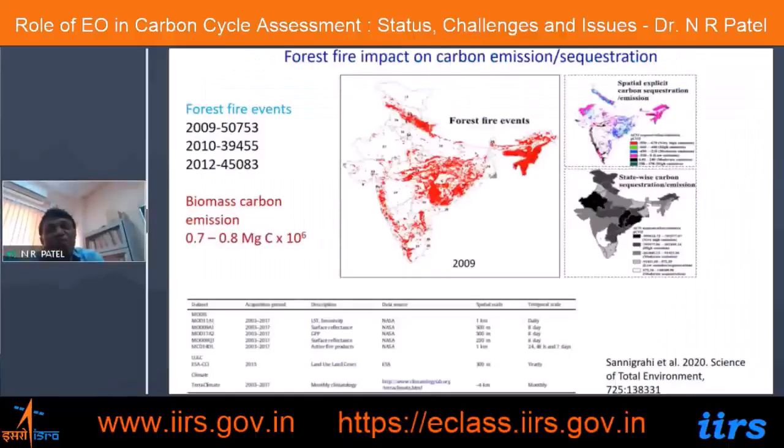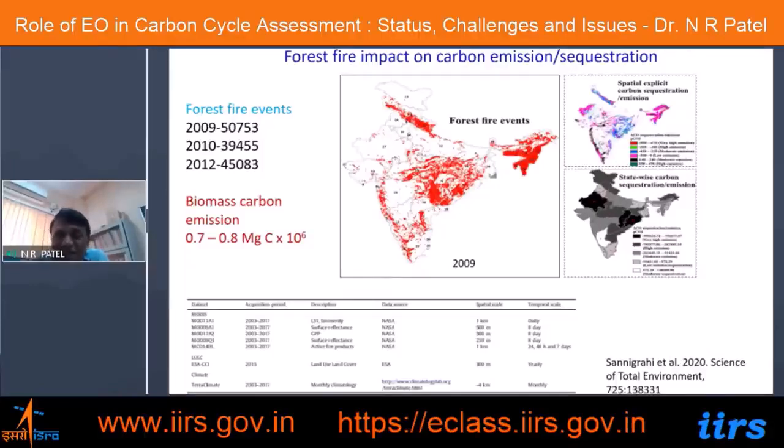But apart from this, how forest fire impacts carbon sequestration can also be quantified with the large amount of data generated over India on forest fire with the MODIS data. So if you see the forest fire count, the biomass carbon lost due to forest fire is 0.7 to 0.8 megatonnes of carbon. Here, particularly, you see that in 2009 this much carbon is lost.